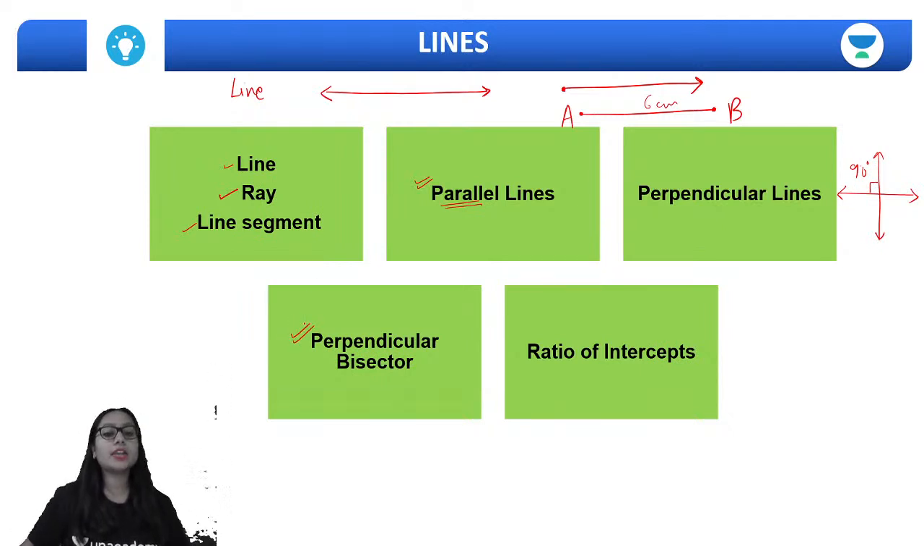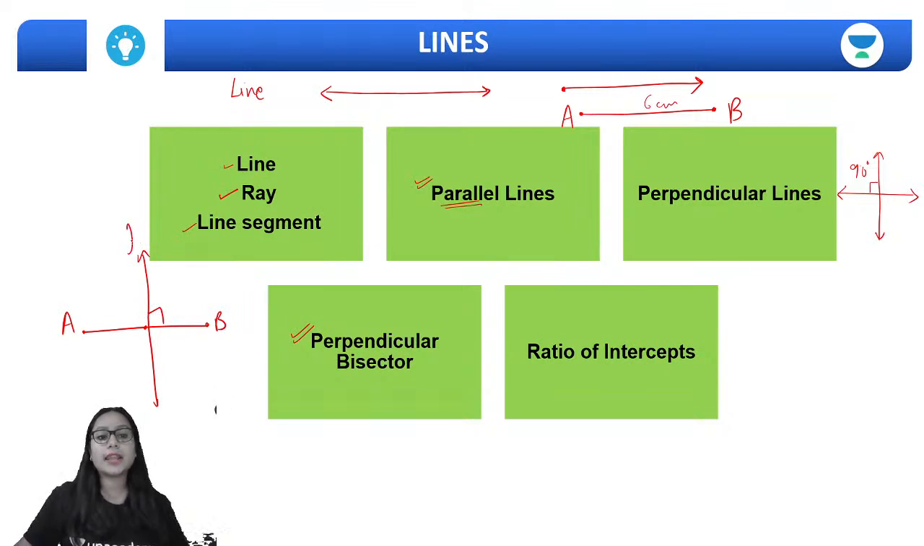Now let's see what is a perpendicular bisector. Suppose I have a line segment AB of certain length. Now if I draw another line L which intersects the line segment AB at its midpoint, and that line is perpendicular to it, then the line L is called the perpendicular bisector of the line segment AB. It intersects AB at its midpoint and is at 90 degrees with the line segment. So this is the definition of a perpendicular bisector.